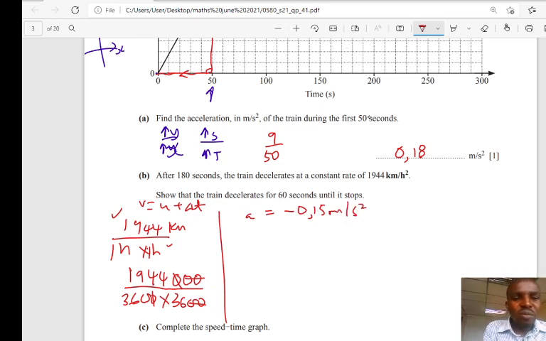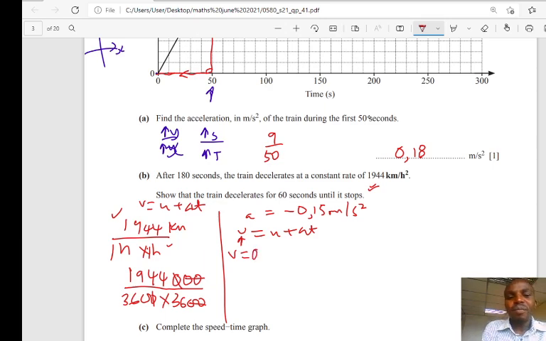Then now using this formula, V is equal to U plus AT, where V is the final speed or final velocity. What is the final velocity here? V is equal to, until it stops. So the final speed was 0. Because when the particle is not moving, it's stationary, then there's no speed. Speed is 0. So the final speed in this case is supposed to be 0.